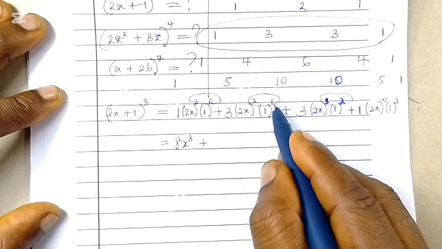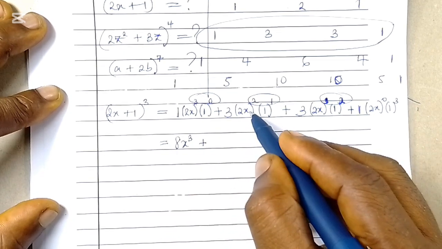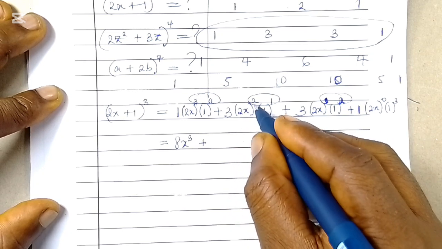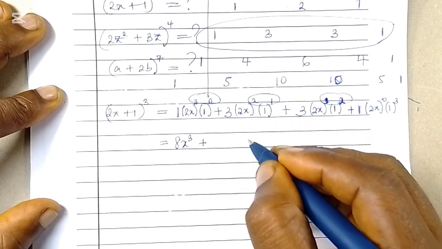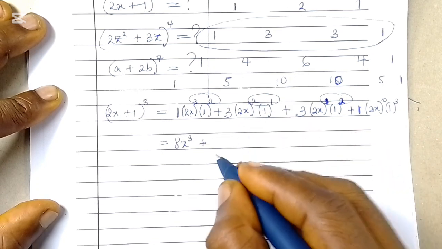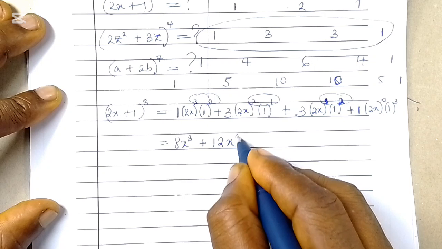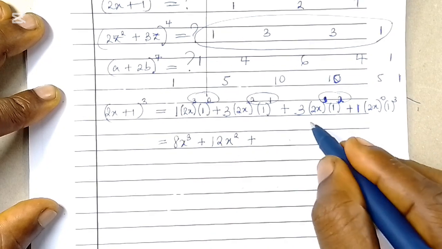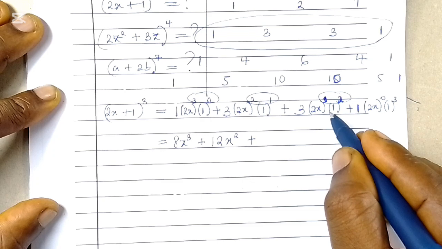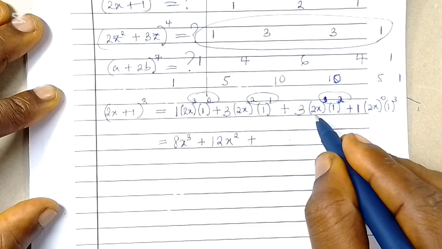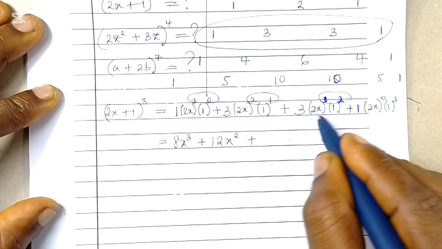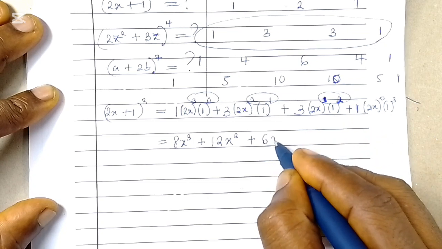Now coming over here, 1 raised to power 1 by indices is 1. 1 times 3 is 3. Hold on to that. Then 2x raised to power 2 means 2 raised to power 2, which is 4, and x squared. So that will be 4x squared times 3, giving you 12x squared. Plus, coming over here, 1 raised to power 2 is 1. 1 times 3 is 3. Now, 2x raised to power 1 is 2x. So, 3 times 2x will give you 6x.